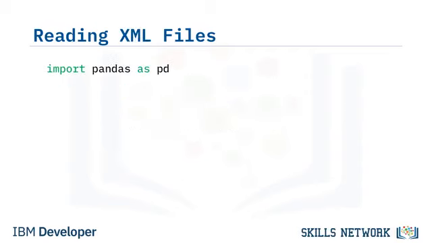The next file format type is XML, also known as extensible markup language. While the pandas library does not have an attribute to read this type of file, let us explore how to parse this type of file.